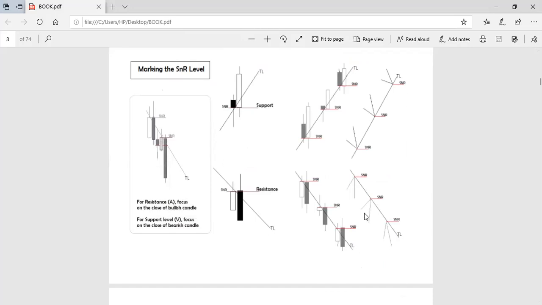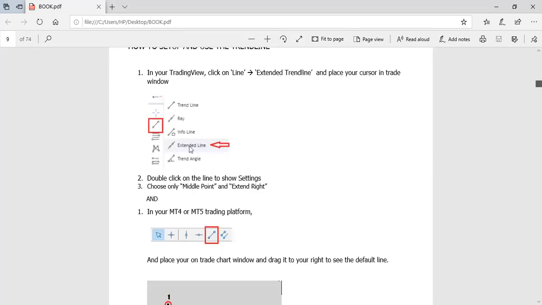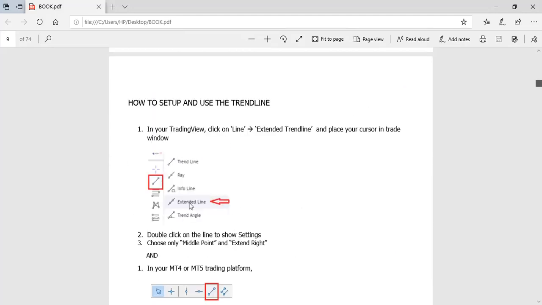So that when you see a breakout that comes out here like this, you buy and sell into the breakout.